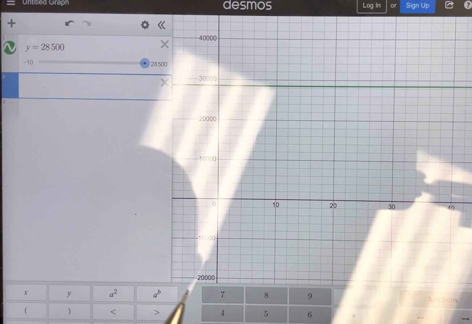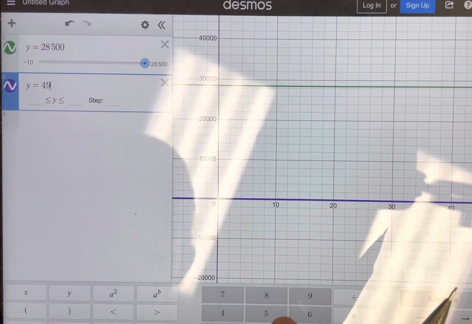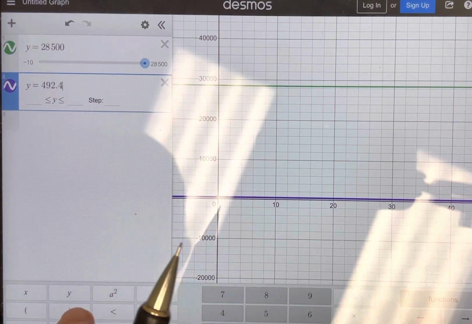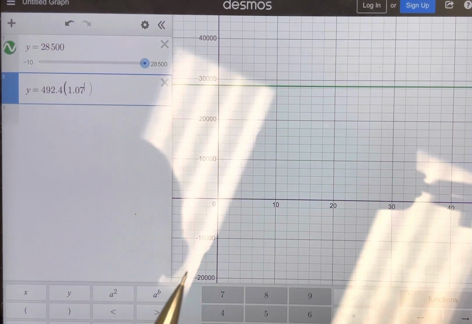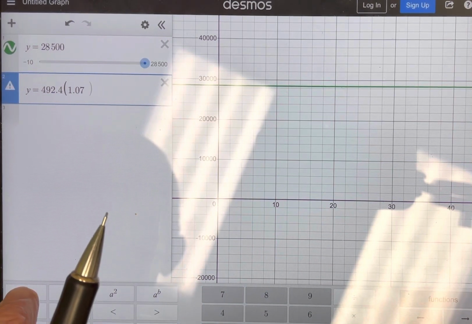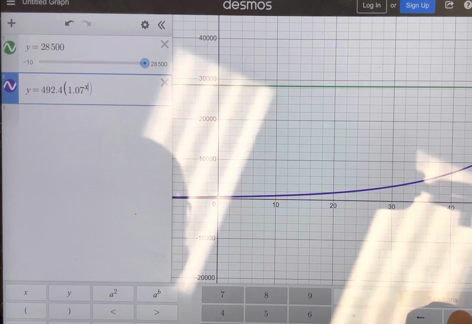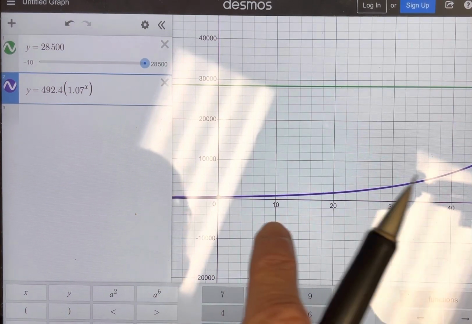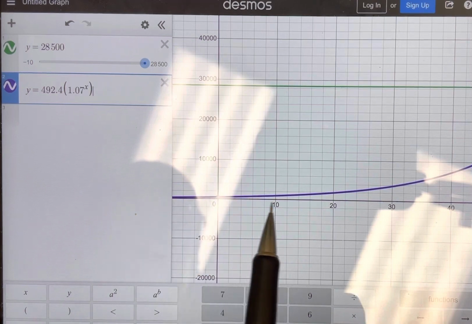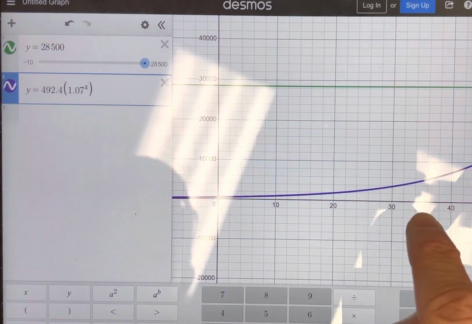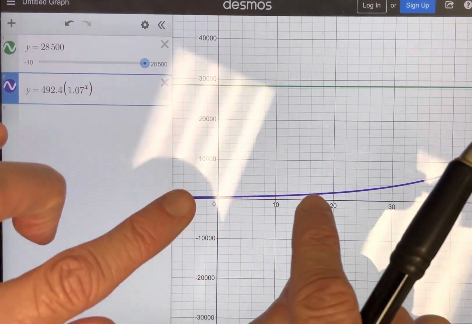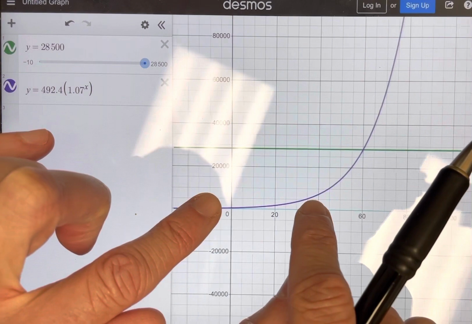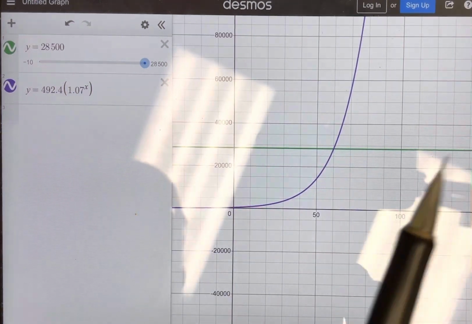And the left side is y equals 492.4, and then open parenthesis, 1.07 raised to the x, and then I'll come over and close my parenthesis. And you can see that in the purple in my case, there's the exponential growth function taking place. And it looks like they're going to meet. There they go. There's my intersection point right there.